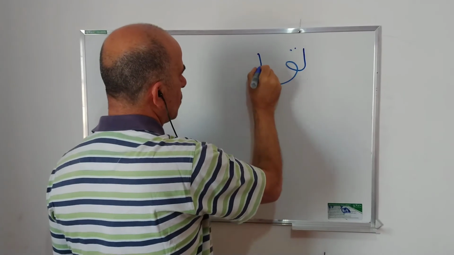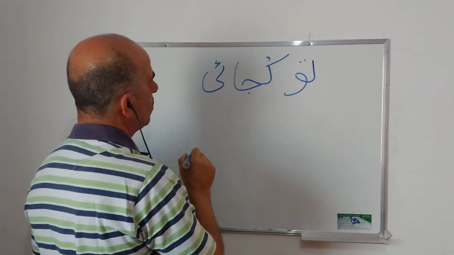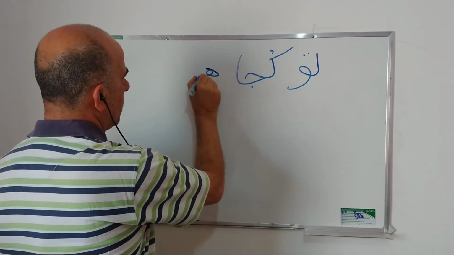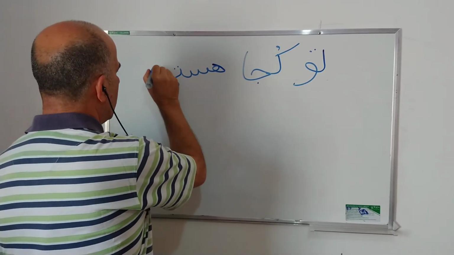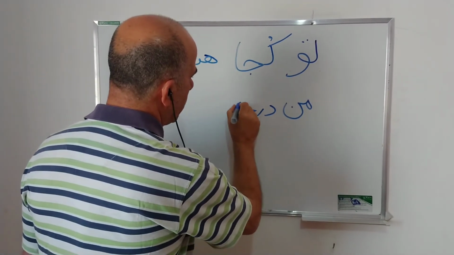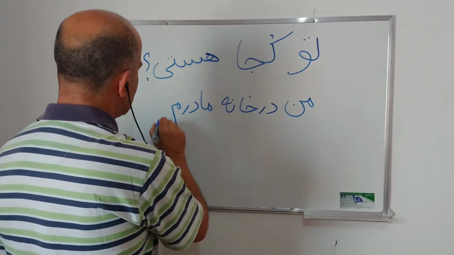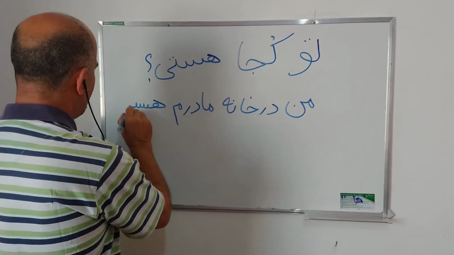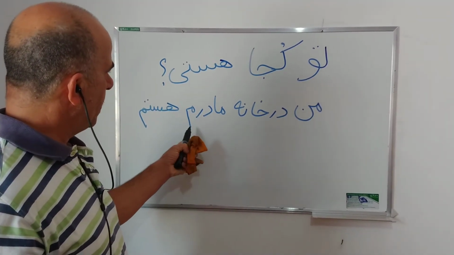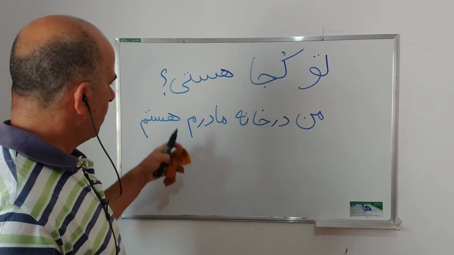تو کجایی؟ تو کجا هستی؟ Where are you? من در خانه مادرم هستم. I am at my mother's, مادرم, my mother. من در خانه مادرم هستم.